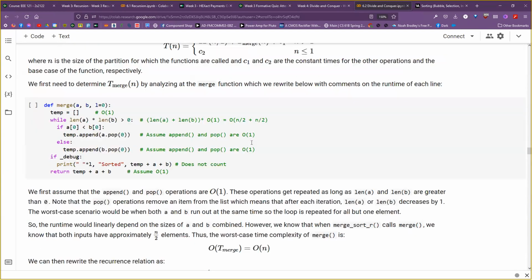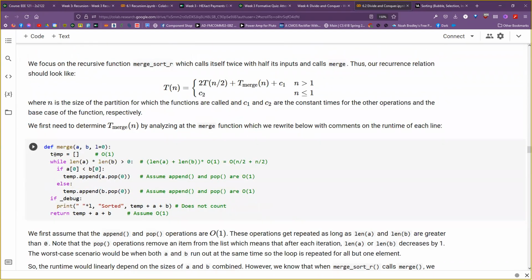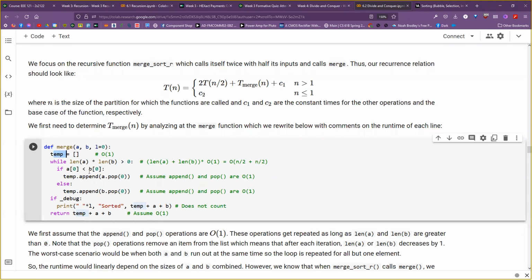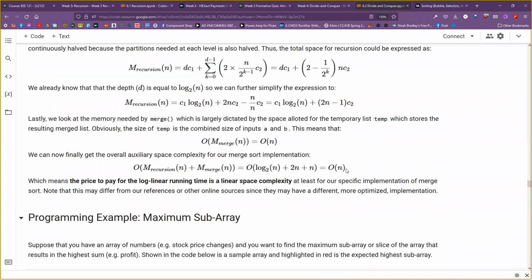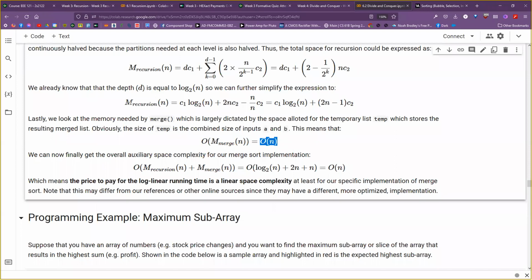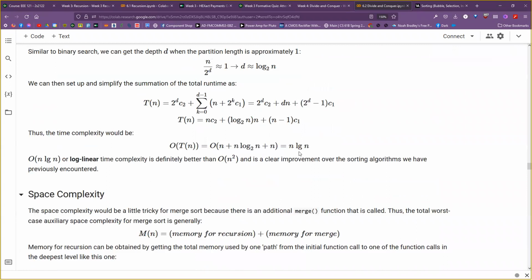Looking back sa ating merge function, meron tayong temporary list here, and mapupuno siya with the elements of A and the elements of B. So, eventually, that is n elements. So, kailangan natin ng up to n memory space. So, O of n to merge, and then si recursion itself is log n plus 2n. So, eventually, may linear memory space na kailangan for the merge sort. So, merong mga other implementations na kayang mas konting memory. But for our current example, it's O of n.